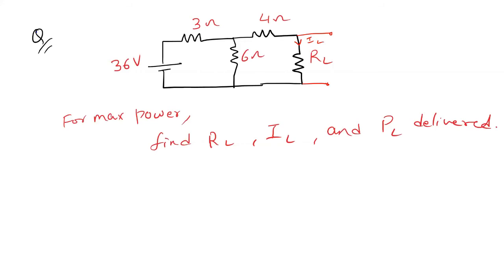So take 5 minutes for solving this. I want to know what is the value of RL such that we get maximum power, and IL, the current through the load resistance, and what is the value of maximum power that is delivered to the load resistance.